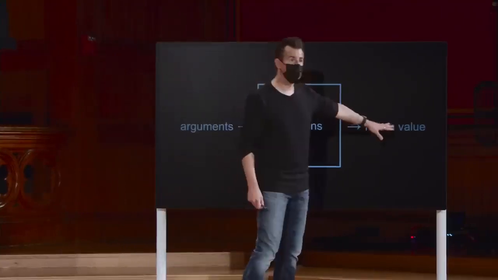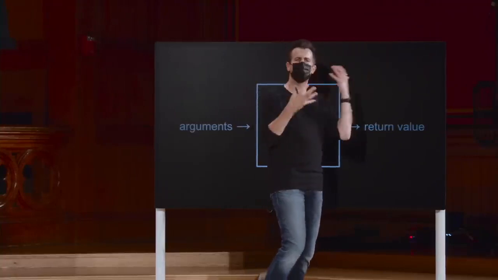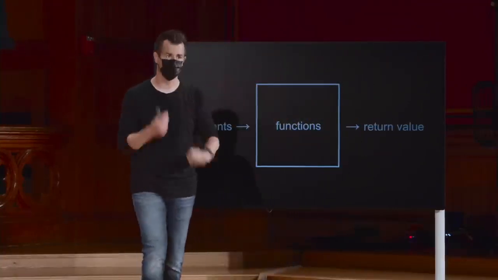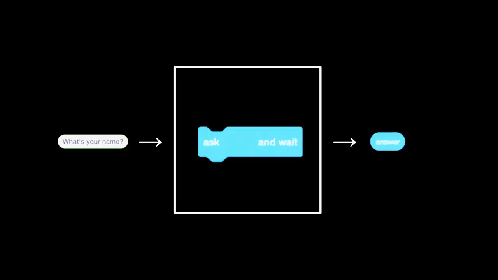And some functions have either side effects, like we saw, printing something, saying something on the screen visually or audibly, or they return a value, which is a reusable value, like name or answer in this case. If we look then at what we did last time, in the world of Scratch last week, the input was what's your name, the function was ask, and the return value was answer.